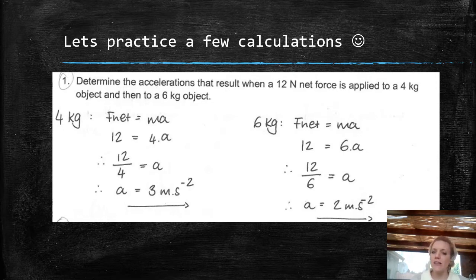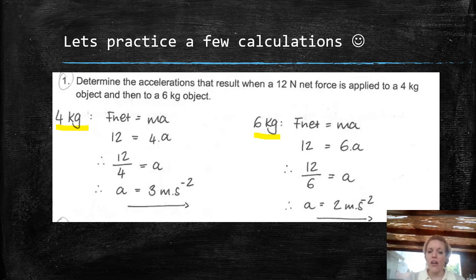Question 1 says, determine the accelerations that result when a 12 Newton net force is applied to a 4 kilogram object and then to a 6 kilogram object. Okay, so what we've got here is we've got our Fnet, but we've got 2 different masses. Therefore, to work out our accelerations, we are going to have 2 separate calculations. The first one is using 4 kilograms and the second one is using 6 kilograms. So you need to underline that for me. I want you to make it very clear. This is 4, this is 6. Show the difference on your actual page.